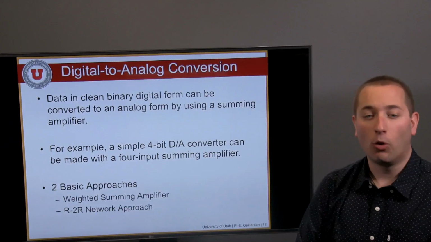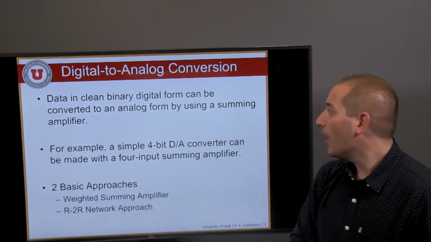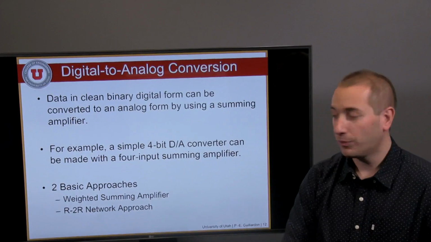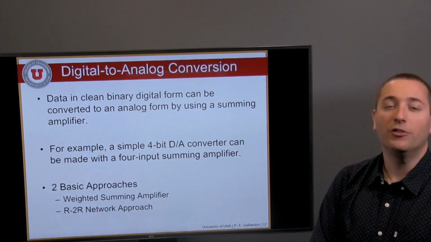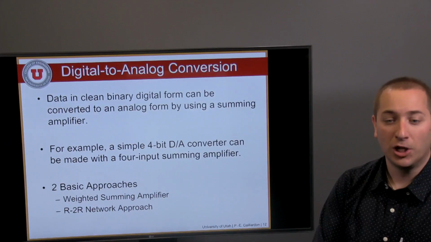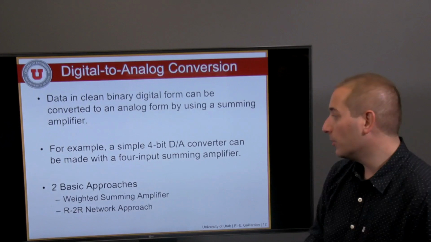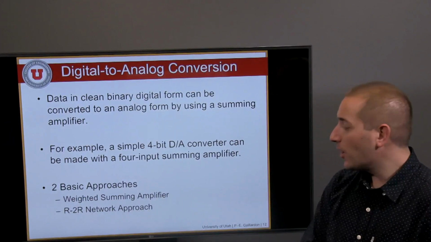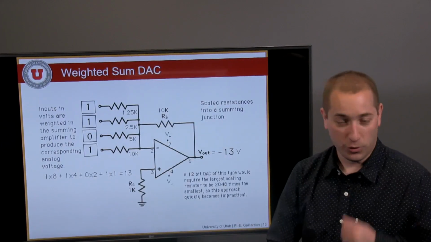So how do we perform a digital to analog conversion? Data in a binary digital format can be converted to analog using a summing amplifier. For example, let's consider a simple 4-bit digital to analog converter that can be made of a 4-input summing amplifier. You have 2 basic approaches, which will be the weighted summing amplifier or the R-2R network approach. Let's have a look at the very first one.